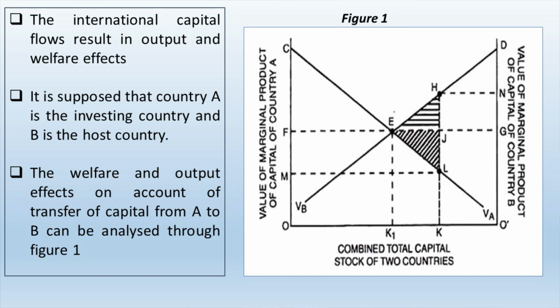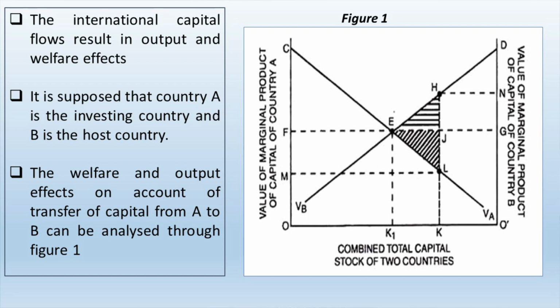Now, what will happen can be explained in the diagram as shown in figure 1, where we assume that OO dash is the combined total capital stock of the two countries. Country A is the investing country, and country B is the host country. So originally we assume that OK is the capital stock of country A and O dash K is the capital stock of country B, as shown in figure 1.